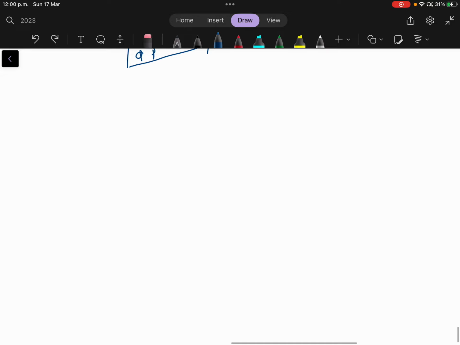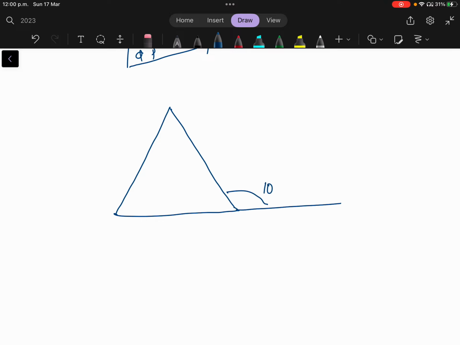Now let me give you another question. So I have it here, and this is an external angle. This is 105 degrees, and these two are like this, and C. Find C. Since this is an external angle, to find this angle, what you will do is 180 minus 105, that will come to 75. So this is 75 degrees.